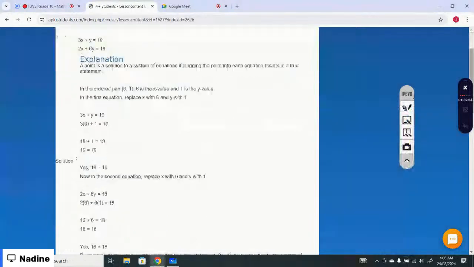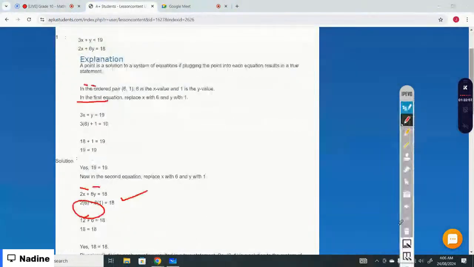Let's look at the other one, that is 2x plus 6y equals 18. So x is 6, y is 1. That is 12 plus 6, 18 equals 18. So for both the equations, the point satisfies the equation. That means yes, (6, 1) is the solution of the system of equations. Got it?